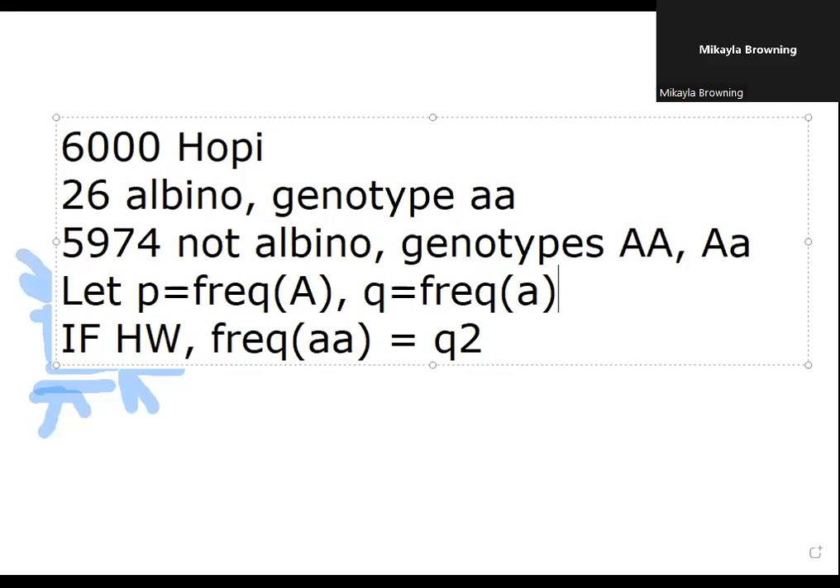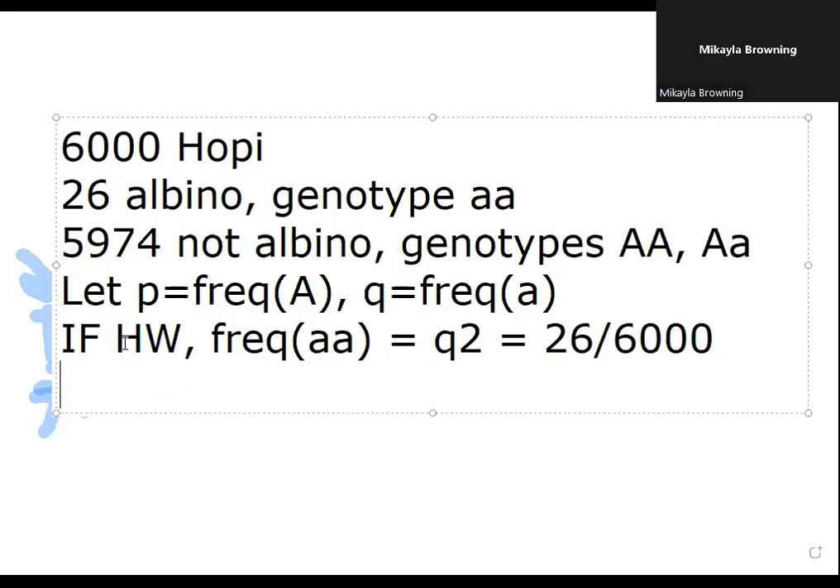If we are in Hardy-Weinberg, then the frequency of the homozygous recessive genotype, little a, is equal to Q squared. And it just so happens we know the frequency of the little a genotype. It happens to be 26 out of 6,000. So if we're in Hardy-Weinberg, then Q is equal to the square root of 26 divided by 6,000.